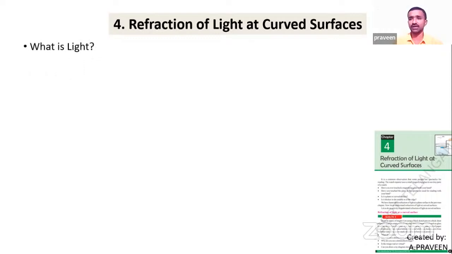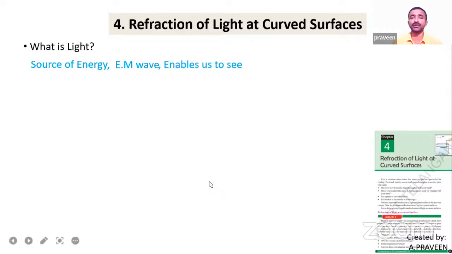In the first lesson we decided what light is. Light is said to be a source of energy, and it is an electromagnetic wave. It enables us to see the surroundings, and it propagates with a speed of 3 into 10 to the power 8 meter per second in vacuum.